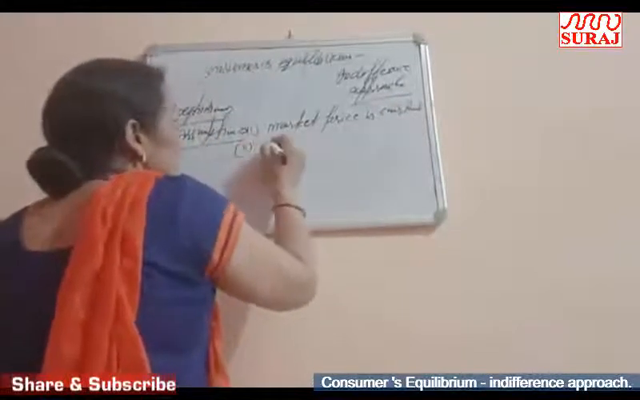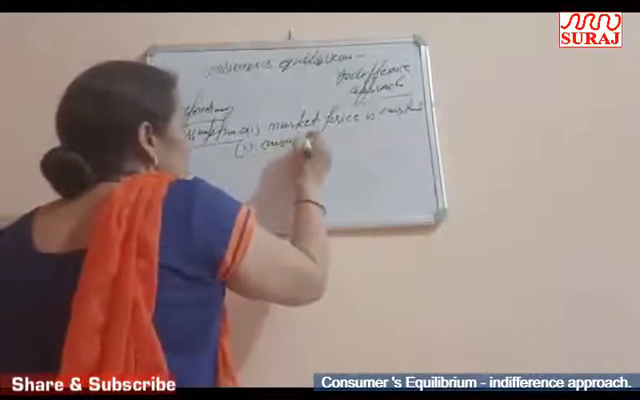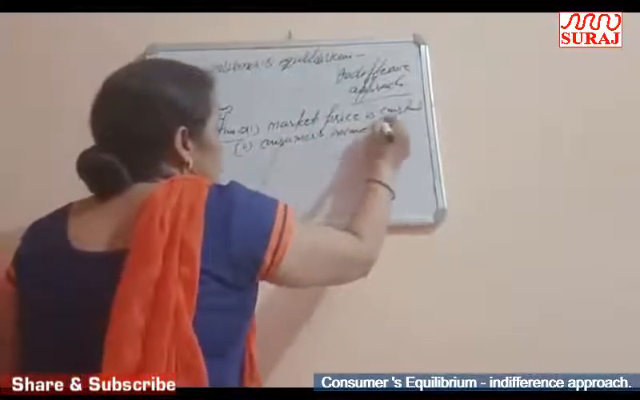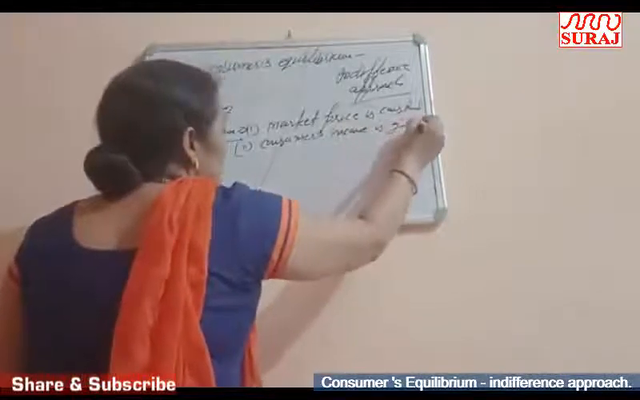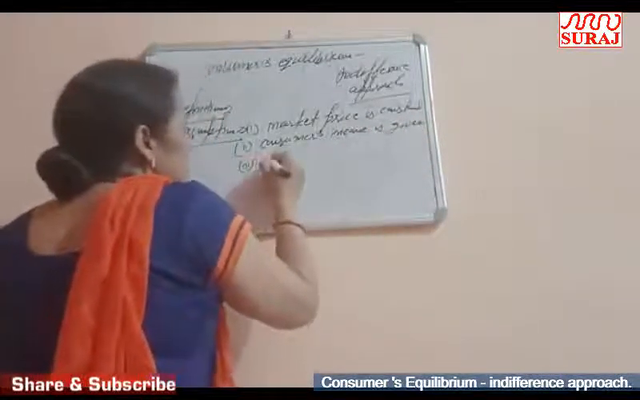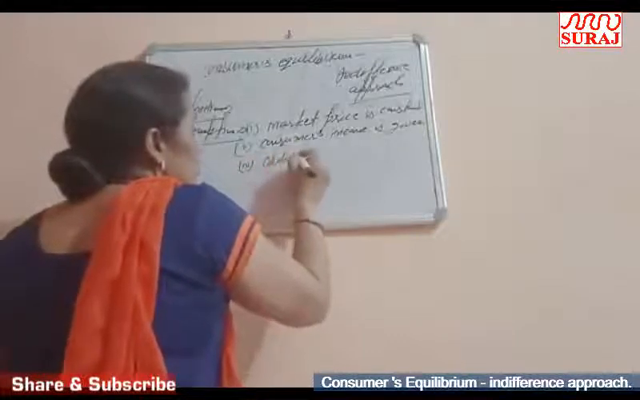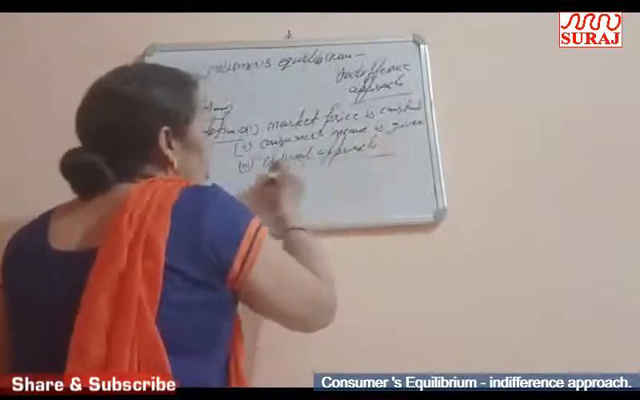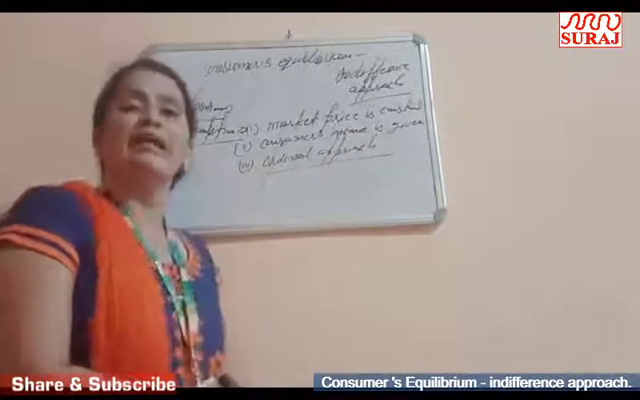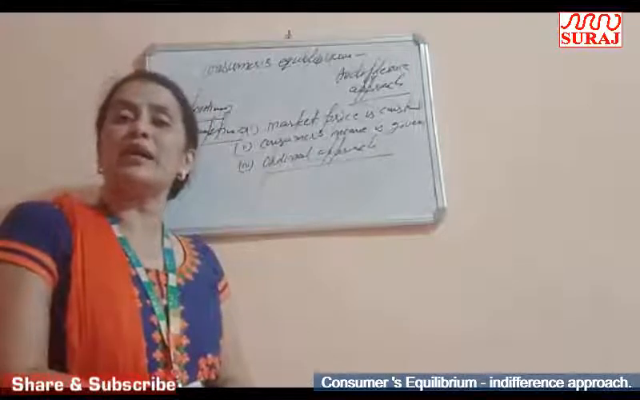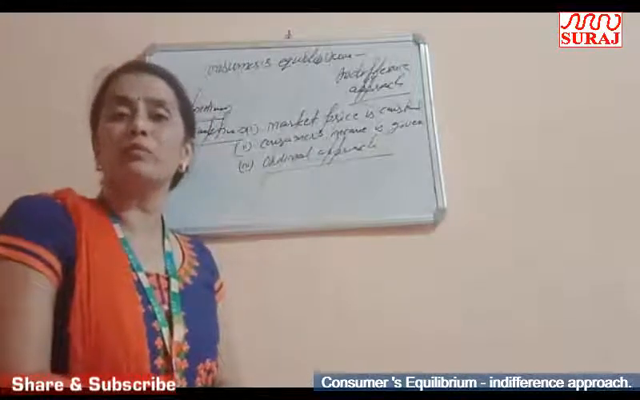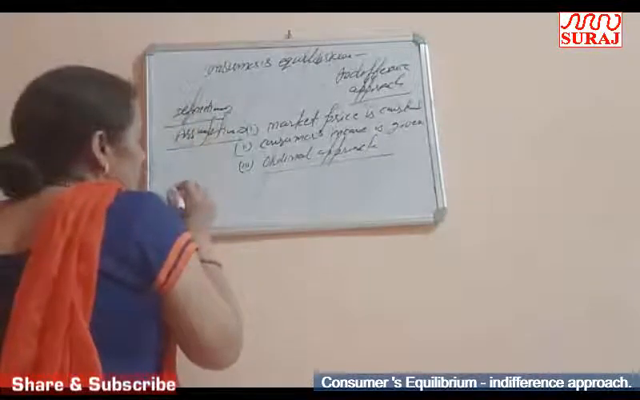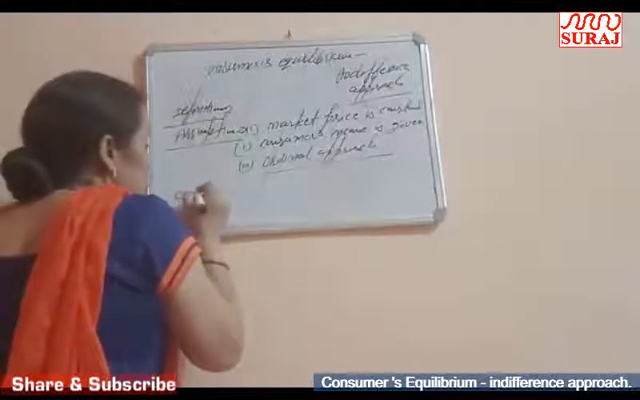The second is that the consumer's income is also constant, also given. And third, it is related to the ordinal approach. Ordinal utility means that in the indifference approach, utility can be measured in terms of rank, not in terms of numbers. The consumer's equilibrium also depends on conditions.